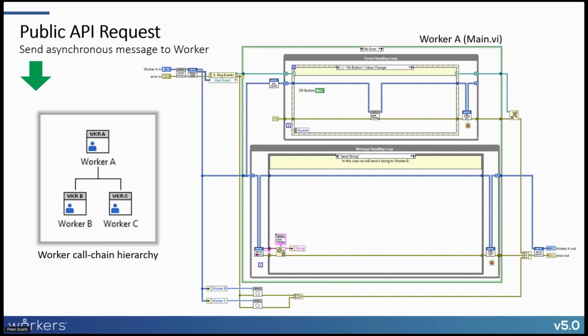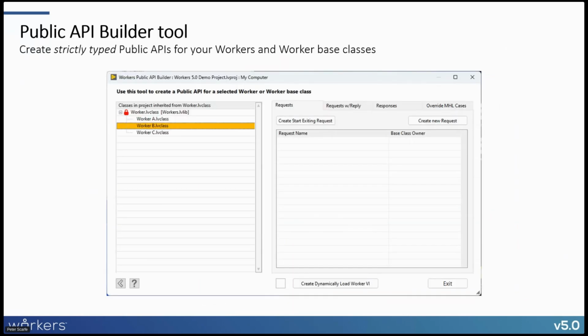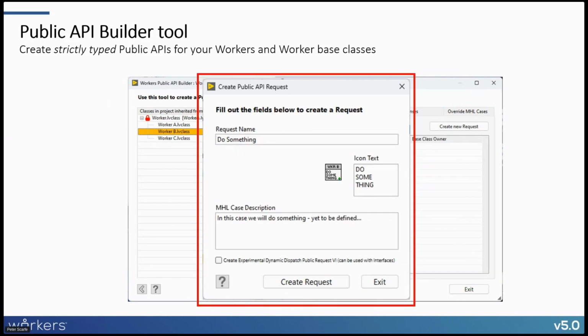So we would use a public request if we wanted to send a message in our example from worker A to worker B. So to create a public API request, we need to open up the new Public API Builder tool from the Workers Tools menu. So this is the new tool in Workers 5. So first you would select the worker that you want to create the public API request for, and then select the Request tab, and then press Create New Request, which will open up the following window.